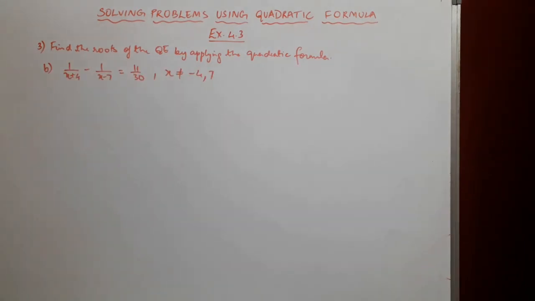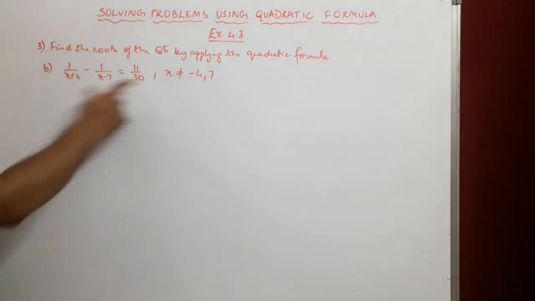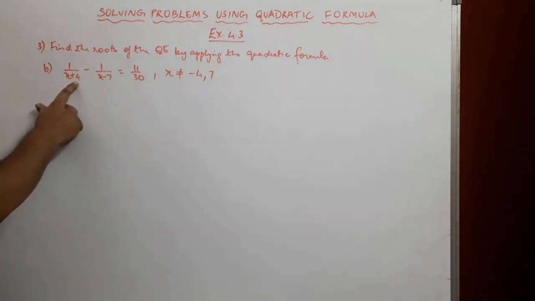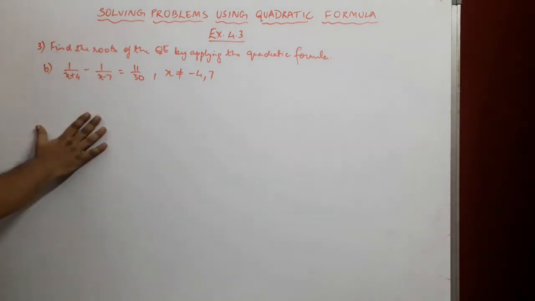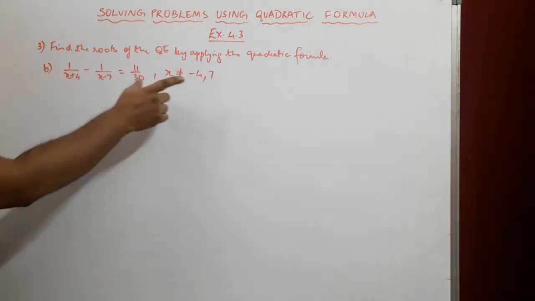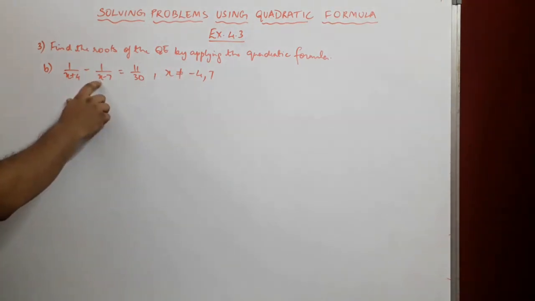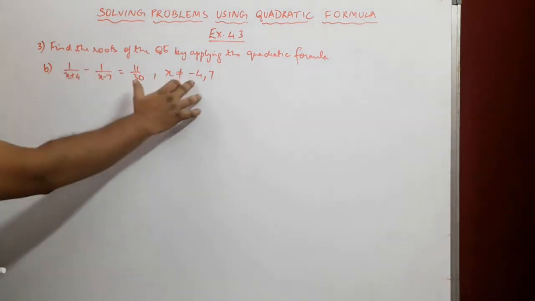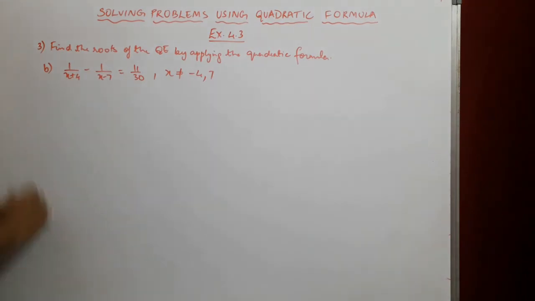We have another problem under question number 3, that is 1 upon x plus 4 minus 1 upon x minus 7 equal to 11 upon 30, where it is given x is not equal to minus 4 and not equal to positive 7. Because if we have minus 4, then this will become minus 4 plus 4, which will be 0, and this equation will not be valid. Similarly, if we have x equal to 7, then this will become 7 minus 7, which is also equal to 0. Hence, both these values have been ruled out for x.